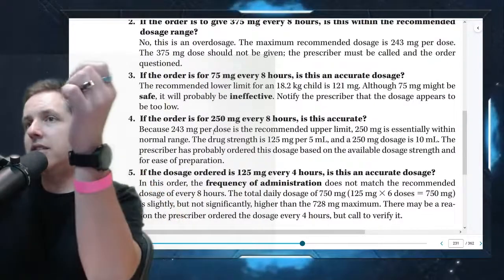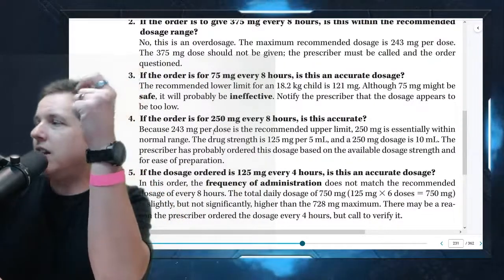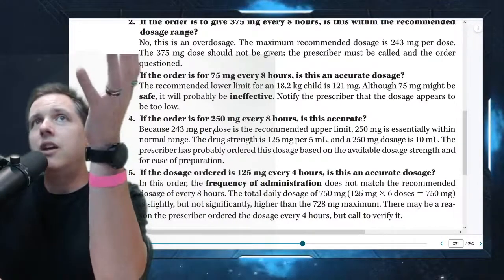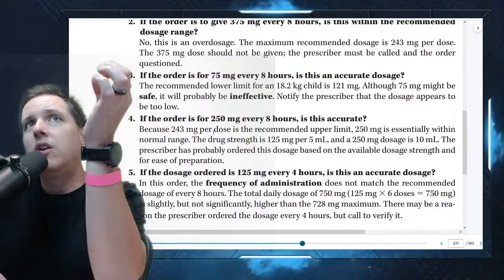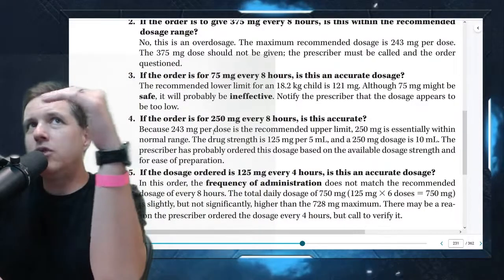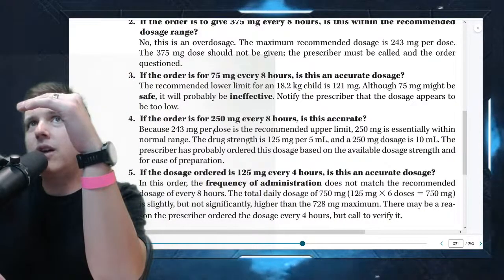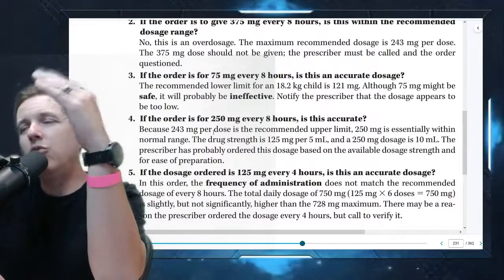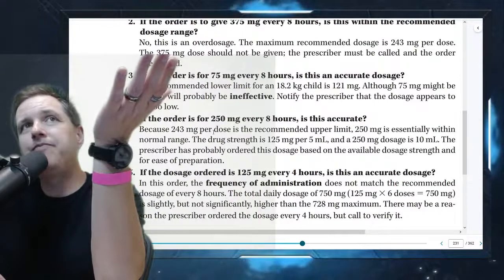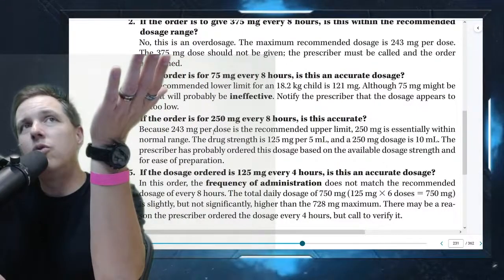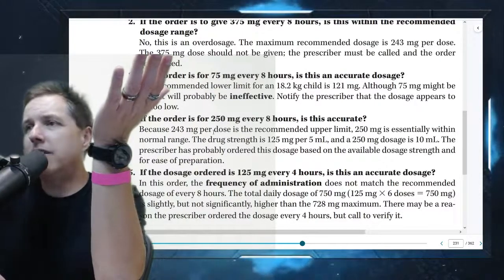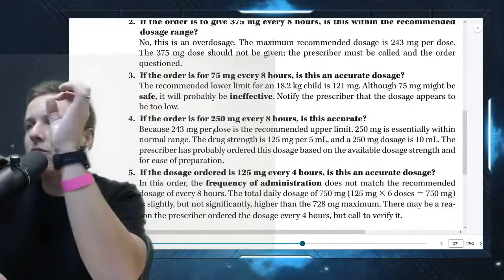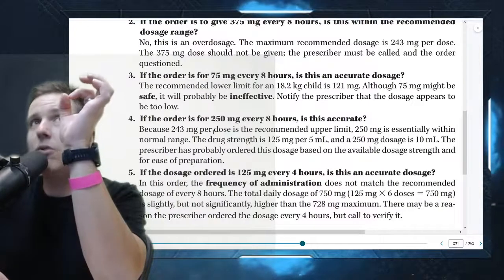You want to think about this in terms of percentages and not in terms of pure values. Because if the maximum dose is 243 milligrams and you give a dosage of 250 milligrams, you've only gone over by like 2.5%? Not even 3%, something like that, right? So it's a very small amount.